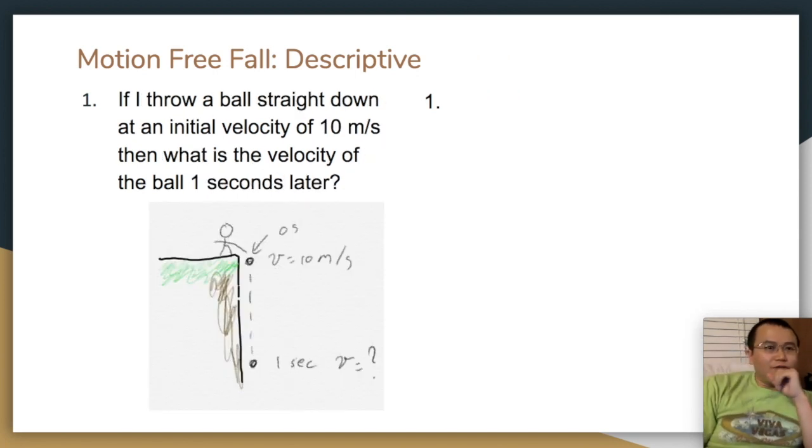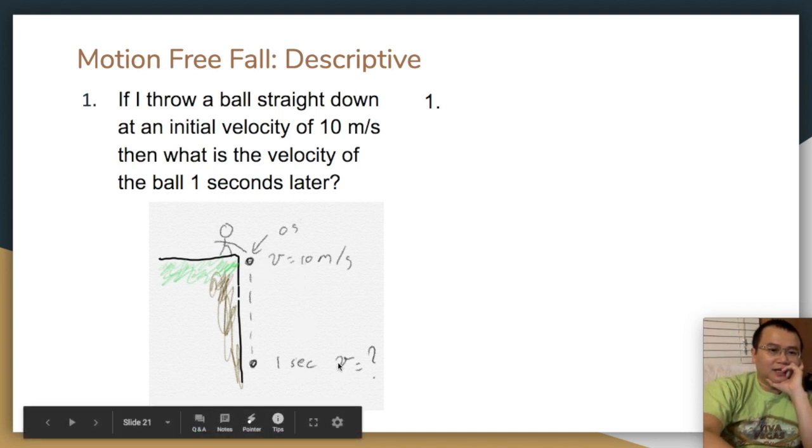So here's another question for you. If you throw a ball straight down at an initial velocity of 10 meters per second, then what is the velocity of the ball 1 second later? Well, you think a little bit here. You throw straight down, drawing it here, starting out at 0 is 10 meters per second. 1 second later, what is the velocity? Pause the video. Give you more time.